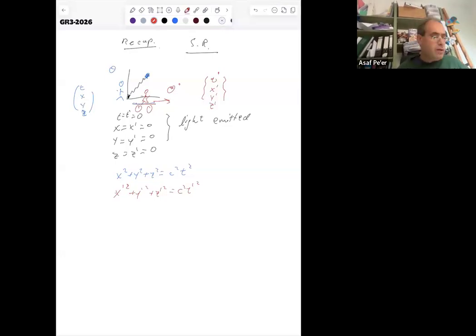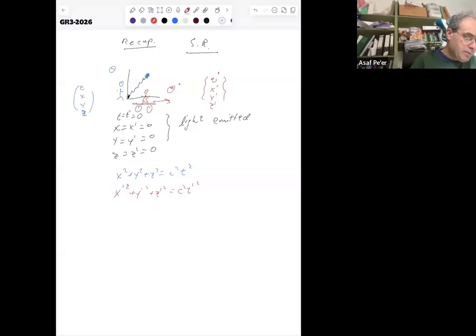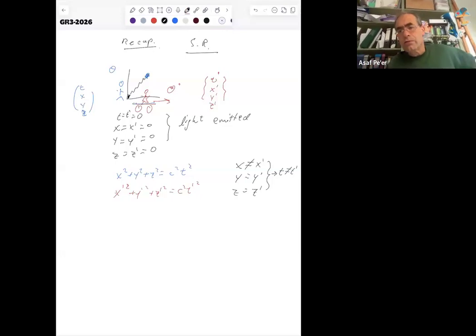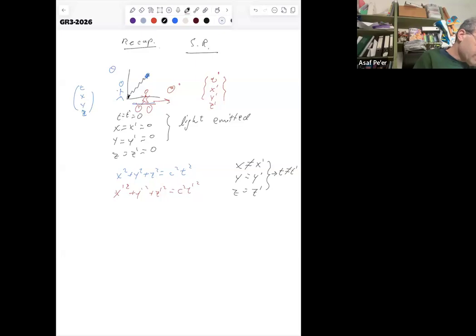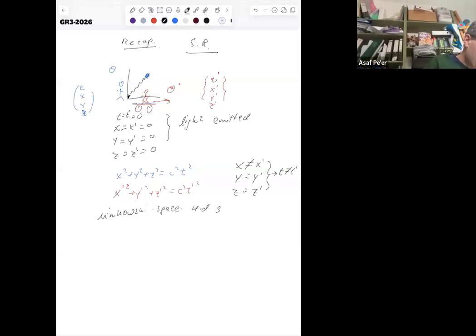Although in general x is different than x prime, according to this picture, y is equal to y prime, z is equal to z prime. That means that t must be different than t prime. So time and space are related via what is known as the Minkowski space, a 4D space-time.